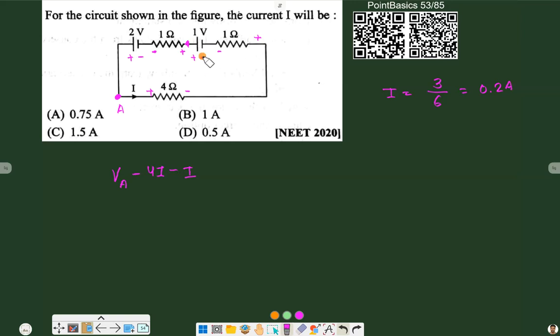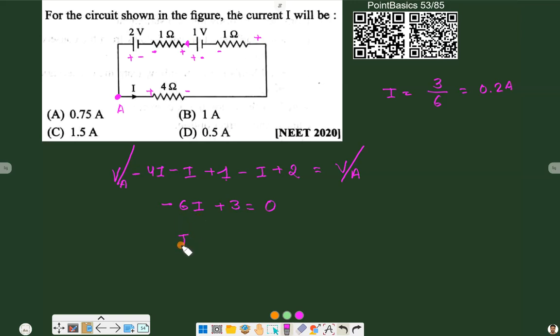Now for this battery, we will first encounter negative, then we will encounter positive. So it will be negative to positive, positive 1. For this resistance again, positive to negative, minus, so minus I. And again for this battery, negative to positive, we will get 2. And we again reach point A, so it is equal to VA. VA gets cancelled on both sides, and what we are left with is minus 4I minus I, so minus 6I plus 1 plus 2, 3, is equal to 0.